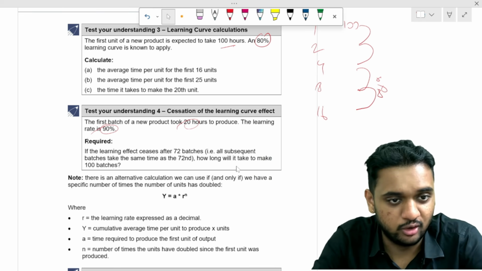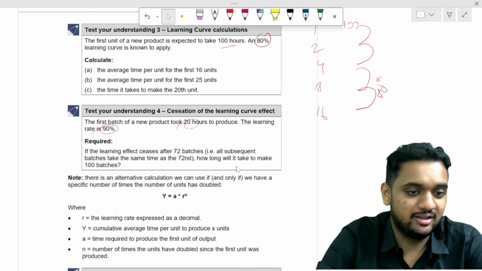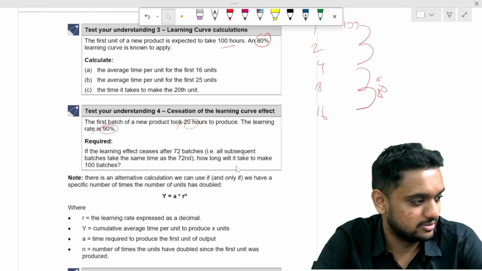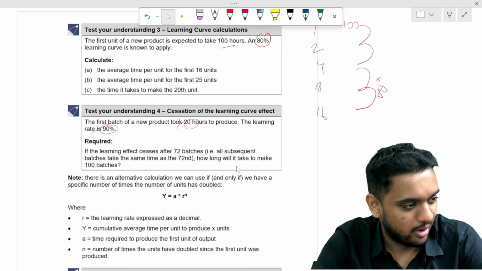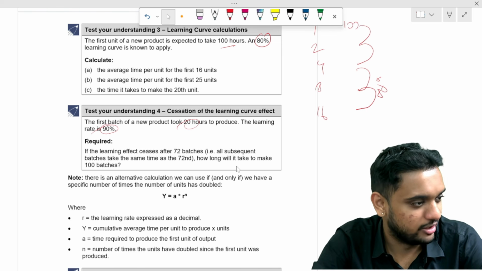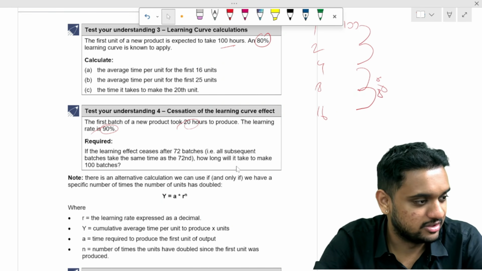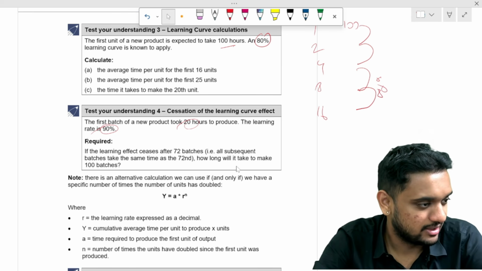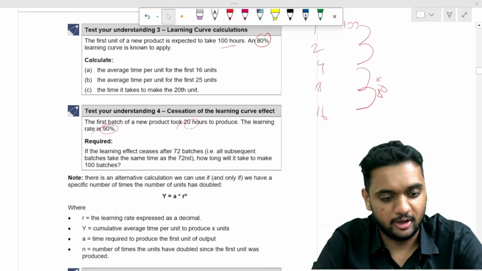Now what we have to find out is the total time taken to produce 100 batches. First, we have to find the time taken to produce the 72nd batch. Write: time taken to produce the 72nd batch. Don't write more than that, if you're not typing slowly they won't check. You do it along with me, I'll also do it.